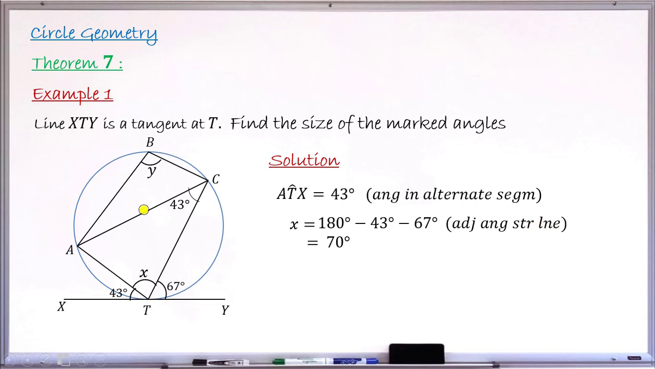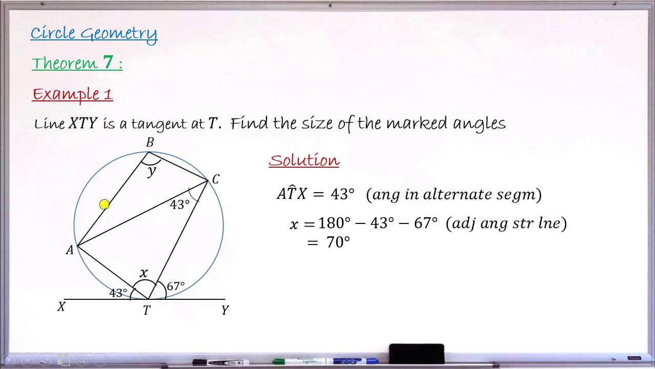So what remains is the other angle y. To find y, let me just think how I can find y. Of course, I have x. And this ABCT is a cyclic quadrilateral. Look at it.